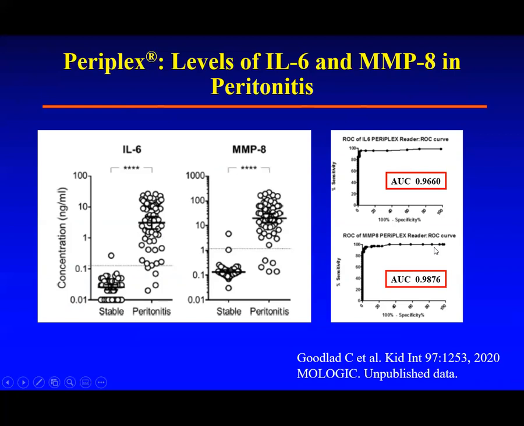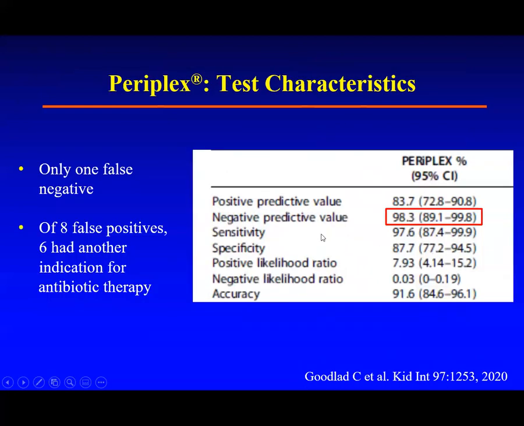and you can see they are fantastic. And the net result is that you have a sensitivity and specificity of 98 and 88% each, but most importantly, a negative predictive value that exceeds 98%, i.e., if you do this test on a patient with suspected peritonitis and the test is negative, you have a higher than 98% probability that the patient, in fact, does not have peritonitis. This is not yet commercially available in the United States.